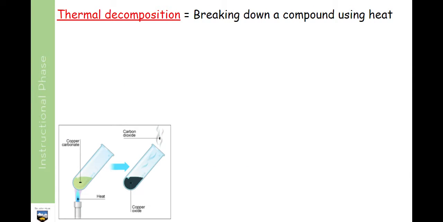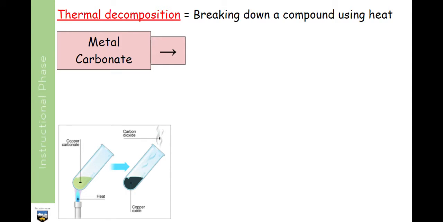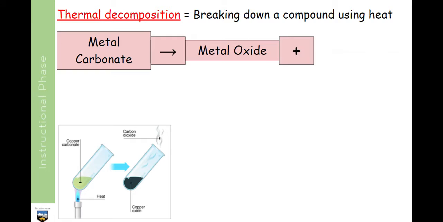Another type of reaction we looked at was thermal decomposition, breaking down a compound using heat. The substance that we break down is usually a metal carbonate. So when we heat a metal carbonate above a Bunsen burner, it breaks down into two products. We've got one reactant here, we heat it, and it breaks down to make a metal oxide. And because it's a carbonate, it will always release carbon dioxide gas.